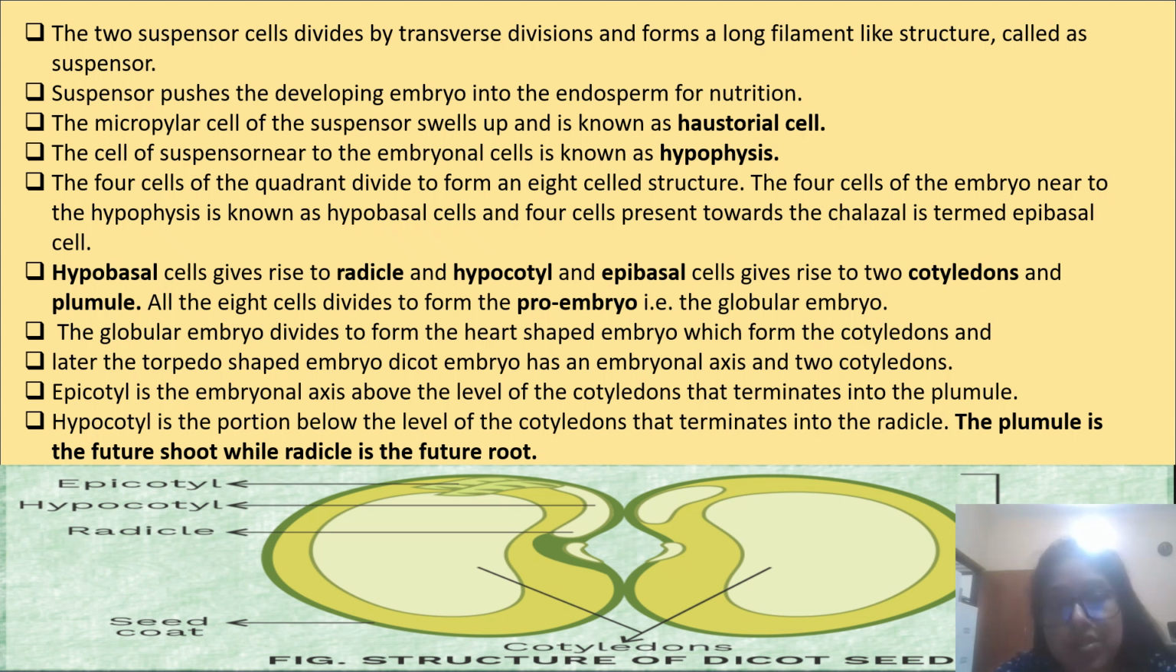The globular embryo divides to form the heart-shaped embryo, which forms the cotyledons, and later the torpedo-shaped embryo, that is the dicot embryo, which has an embryonal axis and two cotyledons. Epicotyl is the embryonal axis above the level of the cotyledons that terminates into the plumule. Hypocotyl is the portion below the level of the cotyledons that terminates into the radicle. The plumule is the future shoot while the radicle is the future root.